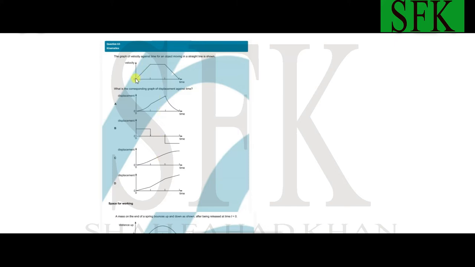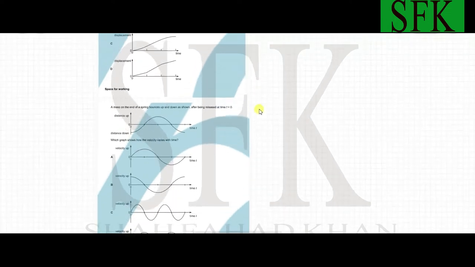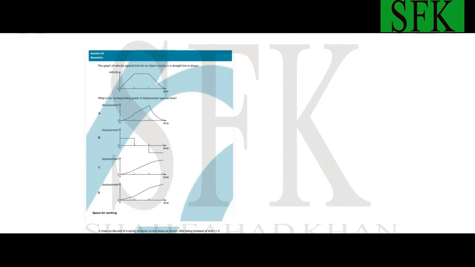Initially, if we look carefully, the velocity is continuously rising. From here to the first mark, the velocity is continuously increasing, so the gradient is continuously increasing. In option B, the gradient is 0, so B cannot be the answer. Let's look at option D. The gradient is constant. It's not 0, but the slope is constant, so D cannot be the answer either.